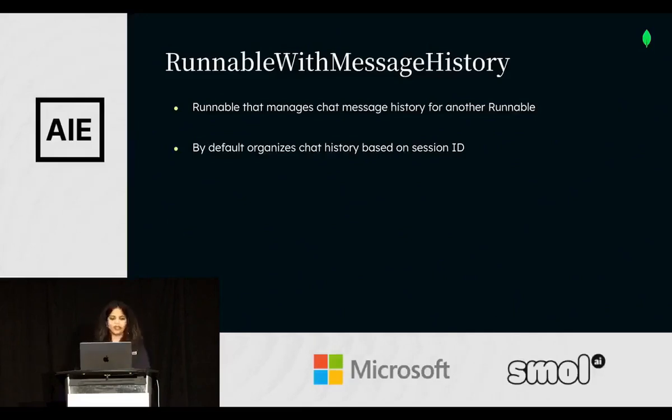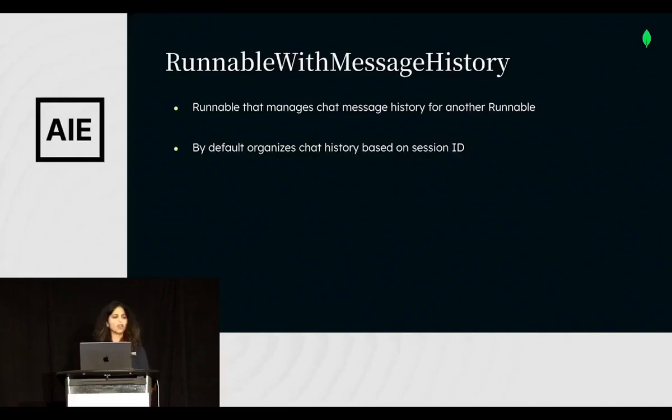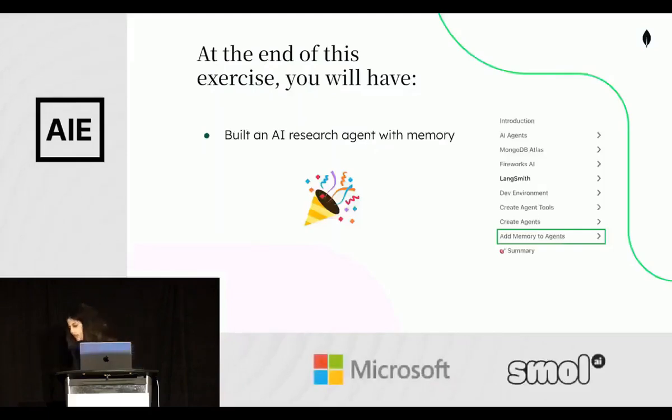Essentially, this runnable can take a function that persists the chat message history for your agent to a database. We'll use MongoDB in this case. And by default, it organizes the chat history using a session ID that you pass in along with your input query or prompt. So let's play around with that for the remainder of the time. And if you have any more questions or are stuck at something, we can talk through that too for the rest of the time.